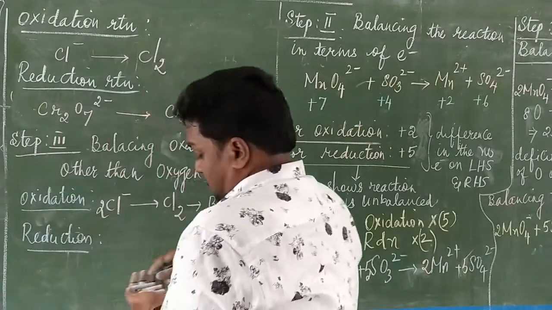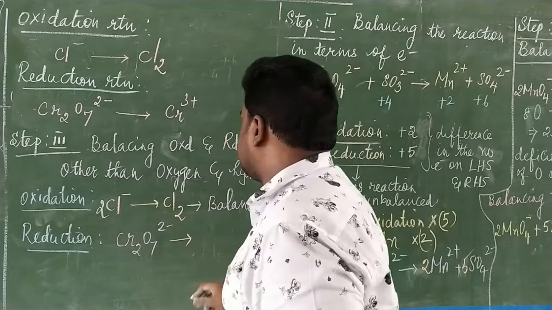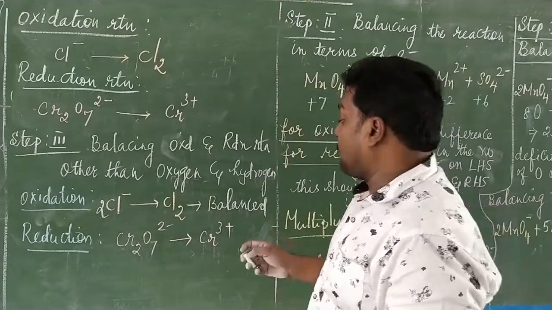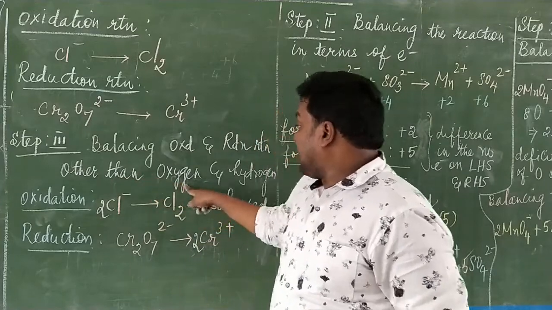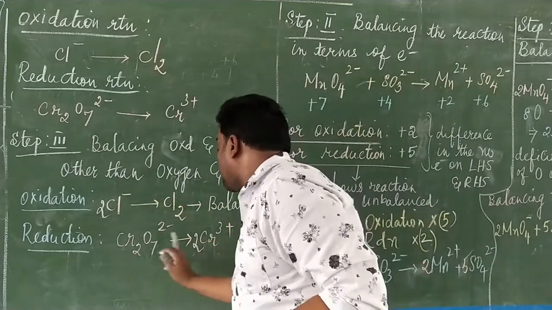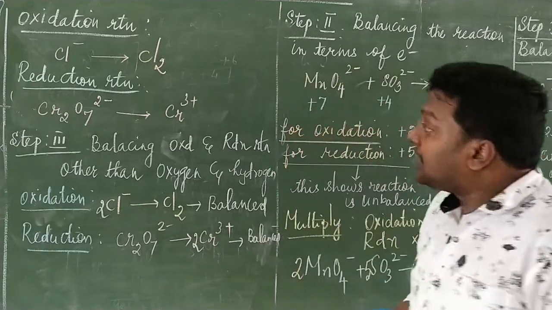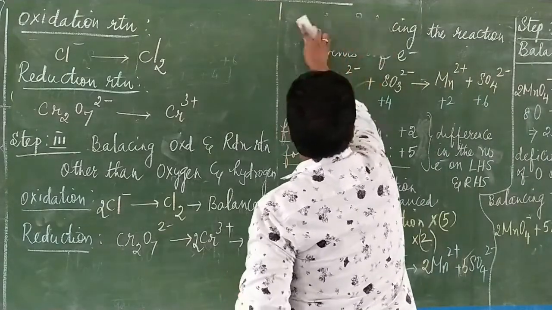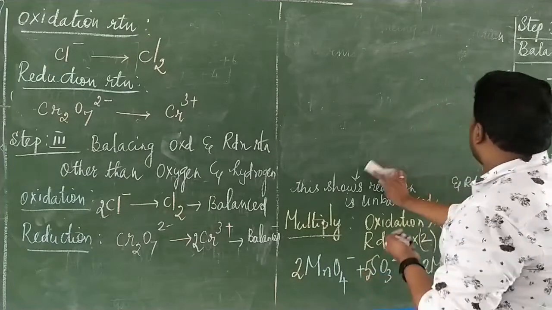Our reduction reaction, what is the equation we have? That is Cr2O7 2 minus gives Cr3 plus. How many Cr here? 2 Cr. Here how many Cr? Only 1. So now I can write 2 here, so that it is balanced. Here Cr2, here 2Cr. Other than oxygen and hydrogen has been written. We should not consider oxygen; only chromium we have to consider, and it has been balanced. I have balanced both. Now the oxidation and reduction we have balanced. Third step is over.